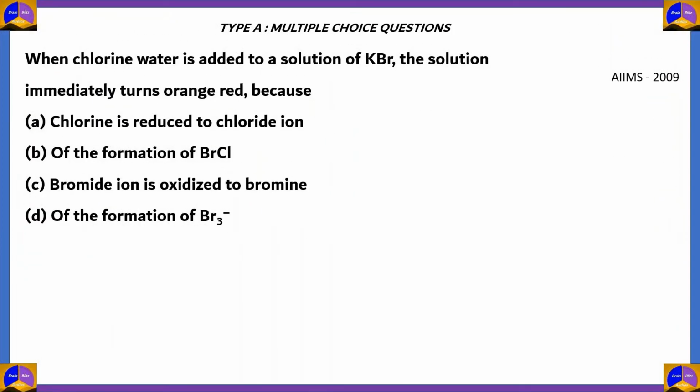Let's see this question. When chlorine water is added to a solution of KBr, the solution immediately turns orange-red because chlorine is reduced to chloride ion, formation of BrCl. Bromide ion is oxidized to bromine, of the formation of Br3 minus. So let's write down what happens when chlorine water reacts with bromine.